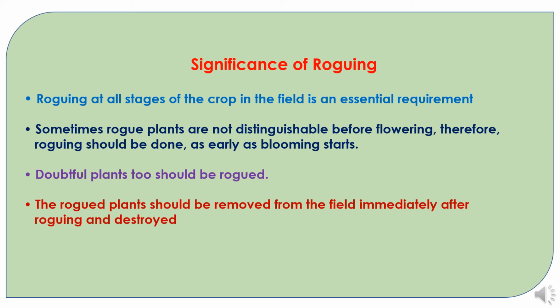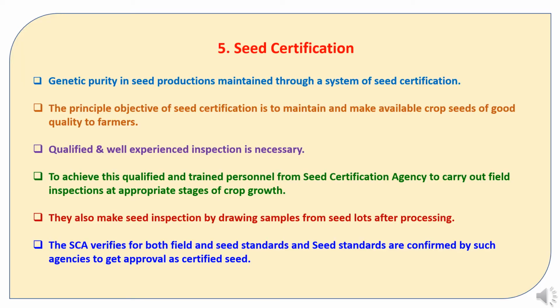The doubtful plants, about which we are not confirmed whether they are true or different, should be removed. They should be rogged out. The rogged plants should be removed from the field immediately after rogging and destroyed, as they may survive for a few days and may release pollen which may contaminate. So, rogging is a very, very important practice of maintaining the genetic purity in the seed field.